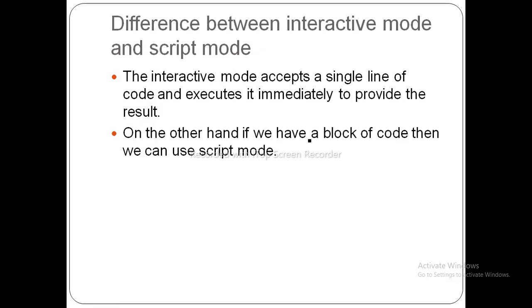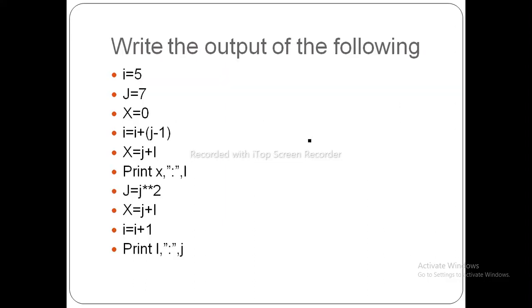Now we have a very common question in Python, that is the difference between interactive mode and script mode. The interactive mode accepts a single line of code and executes it immediately, and it provides the result. Single line of code like I equals 2, I equals 3. On the other hand, if we have a block of code, then we can use script mode. I'll show you after execution what the difference is.